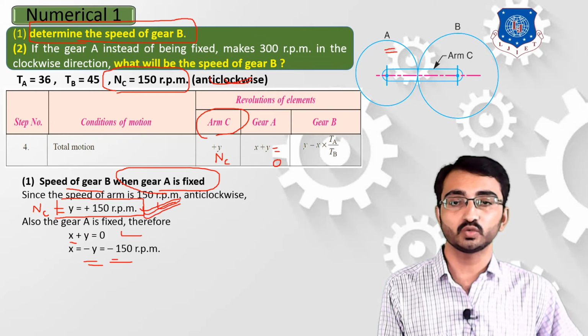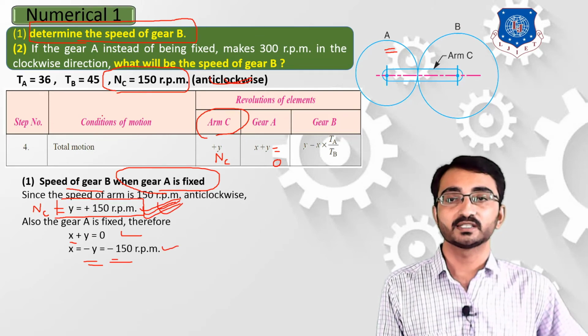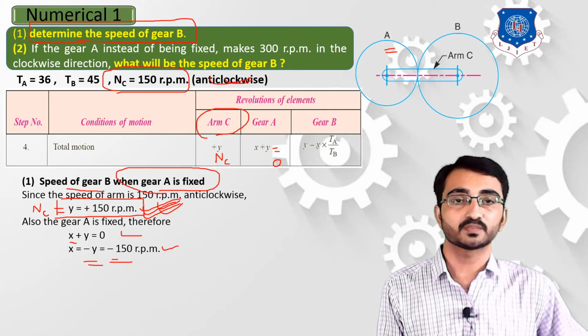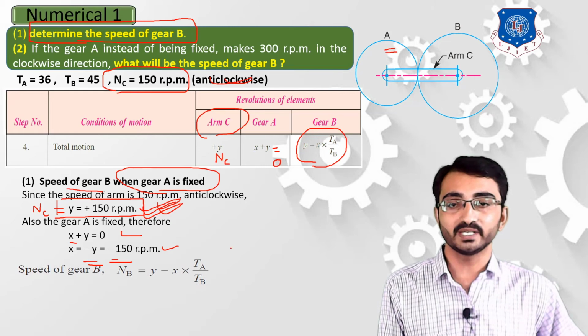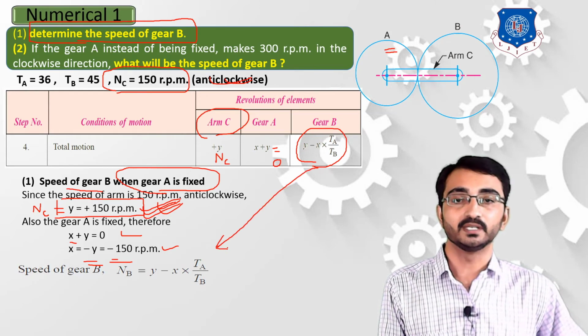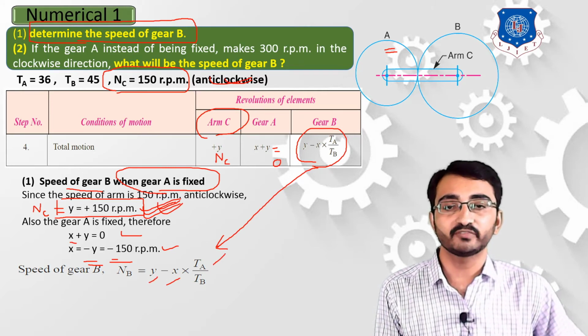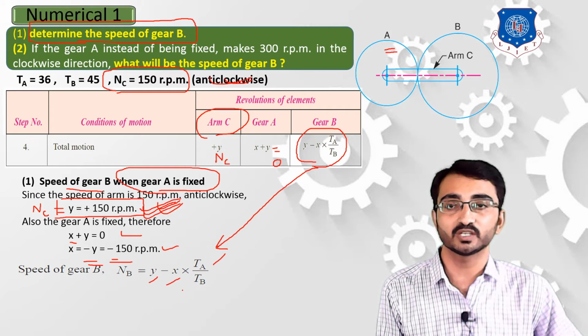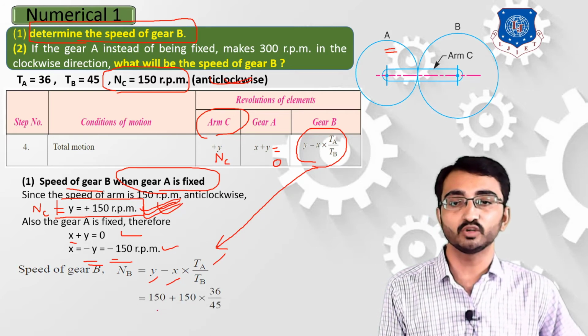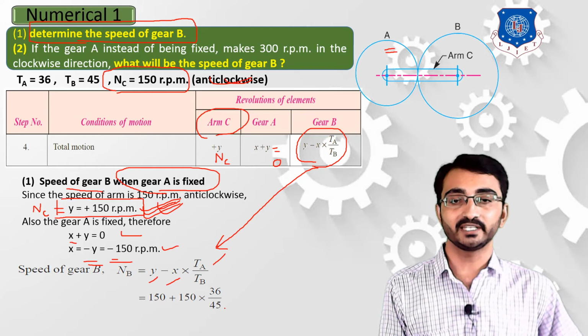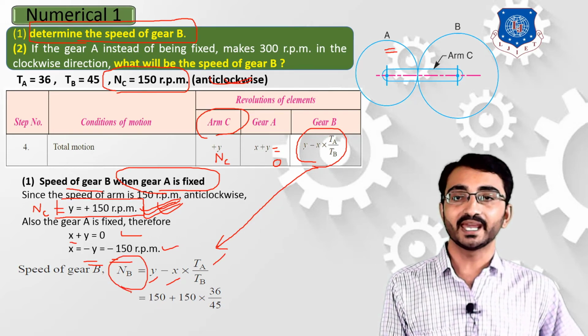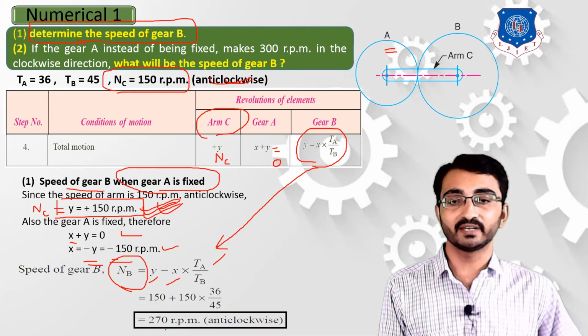Now using these two equations we have to calculate the speed of gear B. So the speed of gear B is NB, and NB is equal to y minus x TA upon TB. Now we can put the values of y and x, and we have TA equal to 36 and TB equal to 45. So let's put the values of y, x, TA and TB. That will give us the final value, the speed of gear B, NB, equal to 270 rpm.